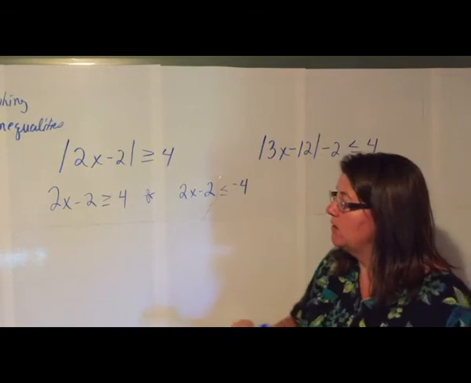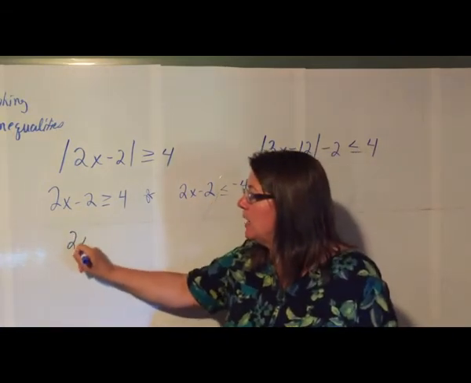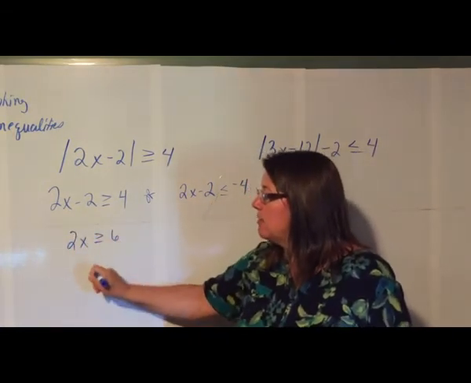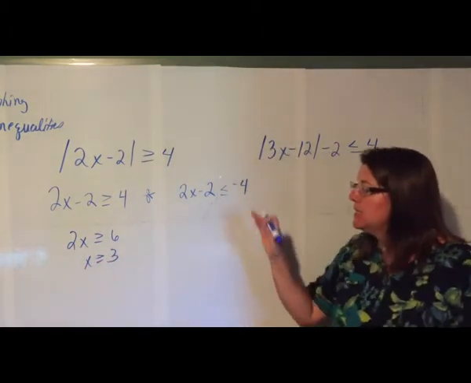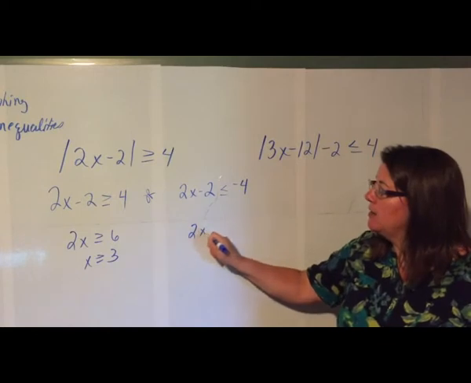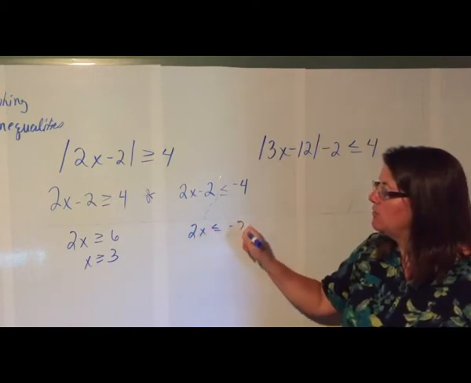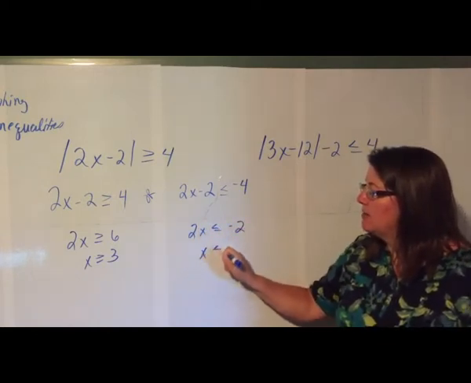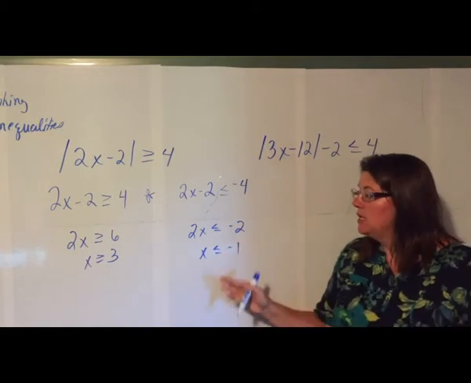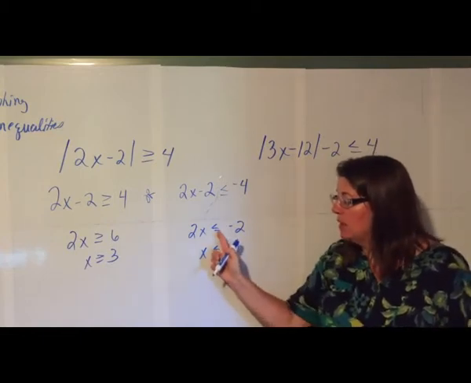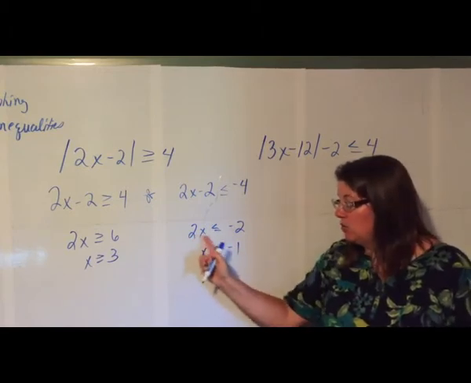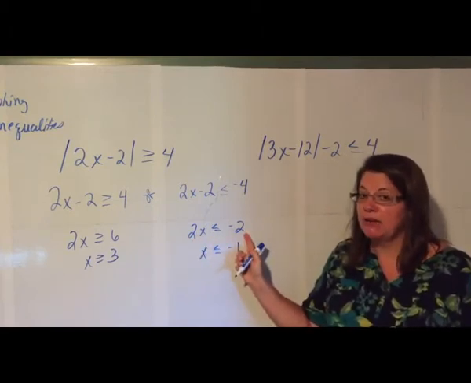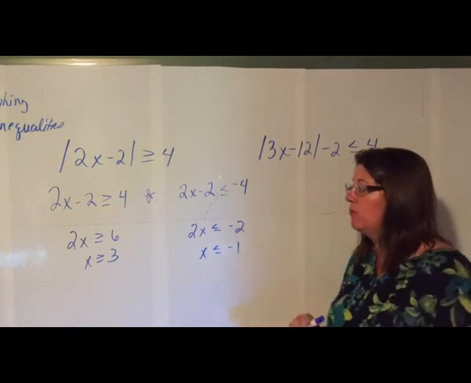So I'm going to solve each side separately. So I've got 2x is greater than or equal to 6, and x is greater than or equal to 3. And then on this side, I've got 2x is less than or equal to -2, and x is less than or equal to -1. Notice here I do not flip the inequality around again because I divided by 2, not -2. Okay, we divided into a negative, not by a negative. So that's why we don't flip it there.